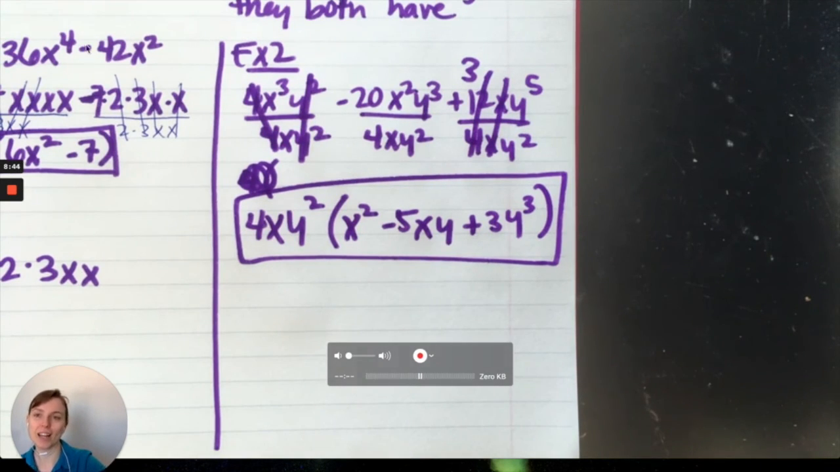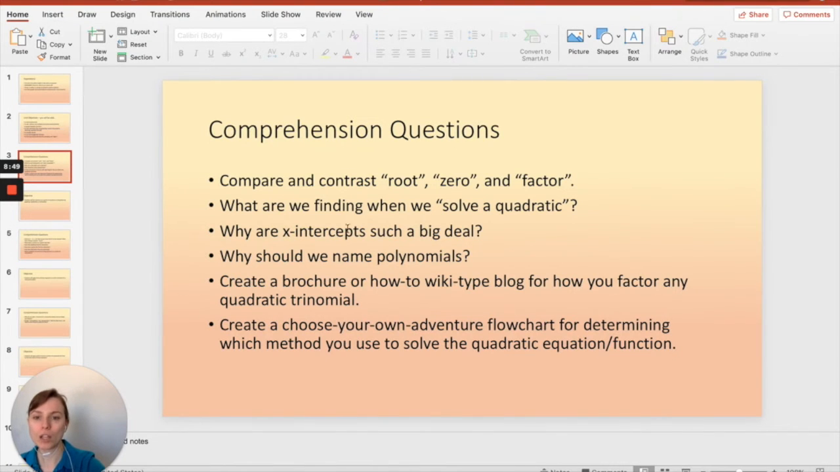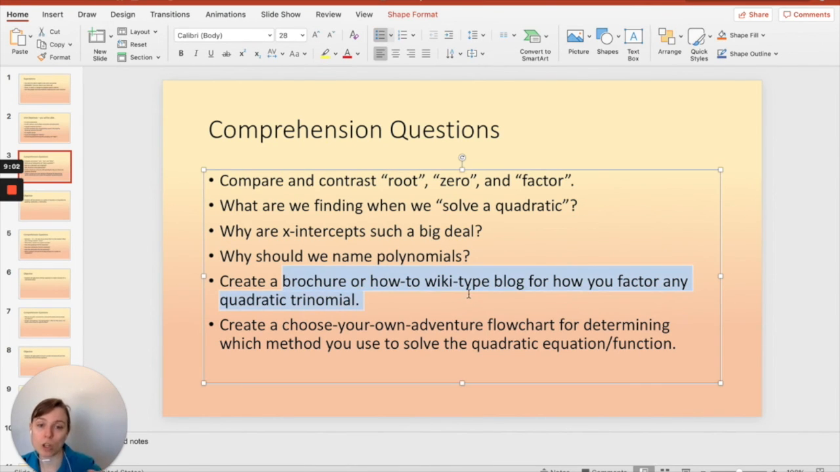All right, going back to pulling out my PowerPoint. There we go. So again, why are x-intercepts such a big deal? Why are we headed this direction? What do you think factoring could do to help us find those x-intercepts? And think about also starting your brochure or your how-to blog on how you factor, because this is one step that we could use to factor expressions.